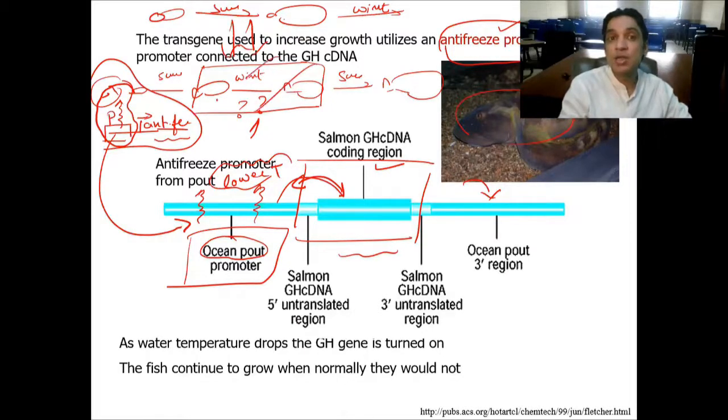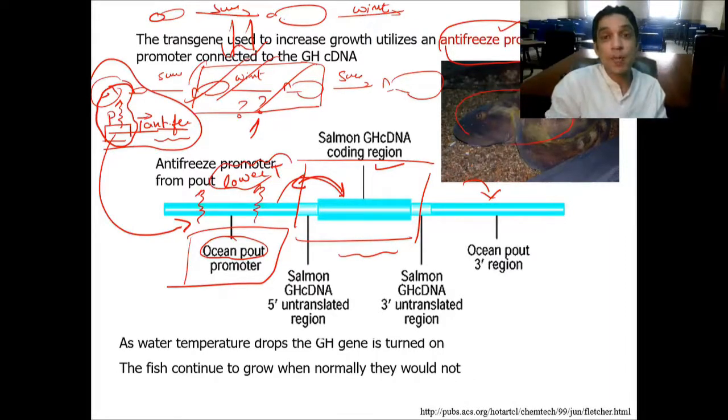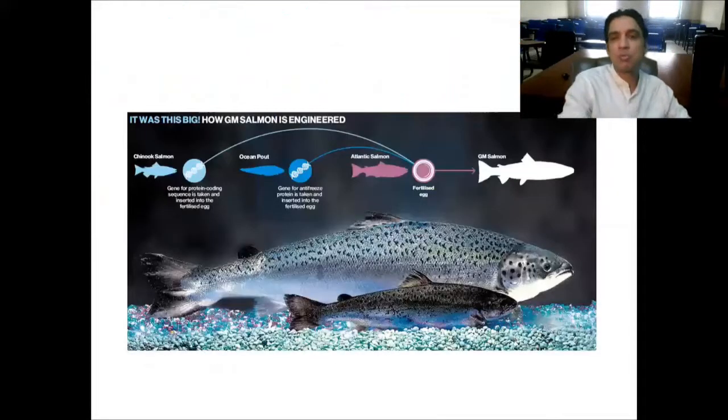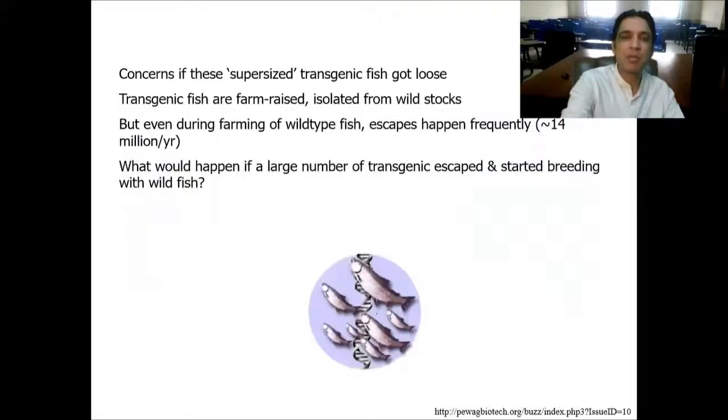So in the natural case, the growth hormone will not be produced during the winter, but in the transgene, the growth hormone will be produced in the winters as well. It will keep on growing in the winter, because in the winter, the growth hormone will be produced from the ocean pout promoter, because at low temperature, it gets activated. In summers, the growth hormone comes naturally. In winters, it comes from here. So that salmon is going to grow throughout the year. And that will be very big, you can say. It's a very, very big salmon as compared to the natural salmon. It helps the economy and makes people rich.